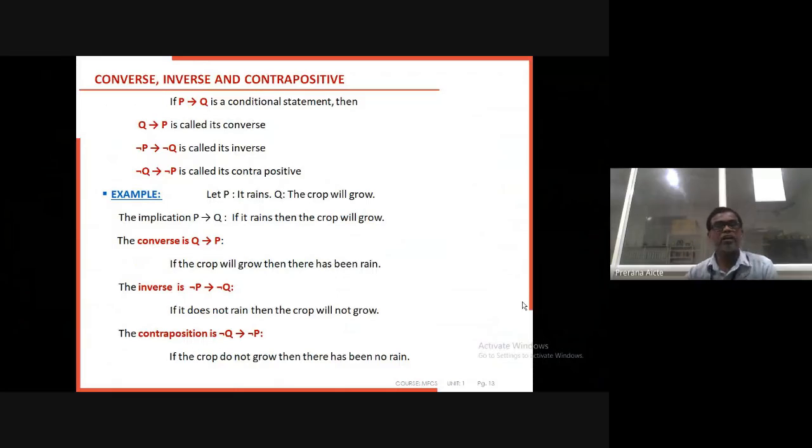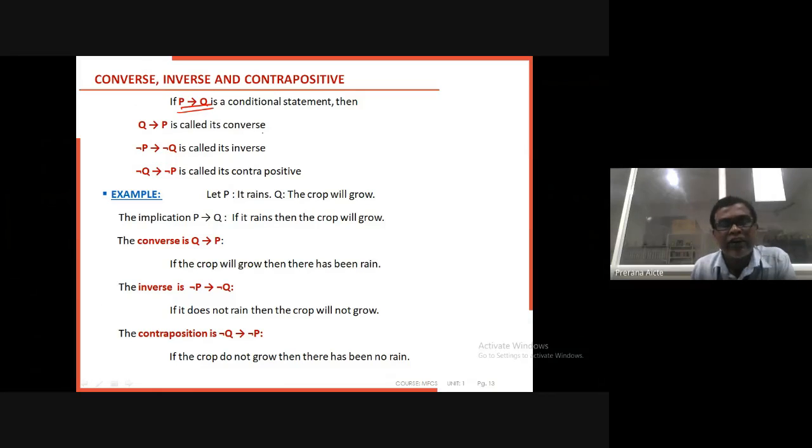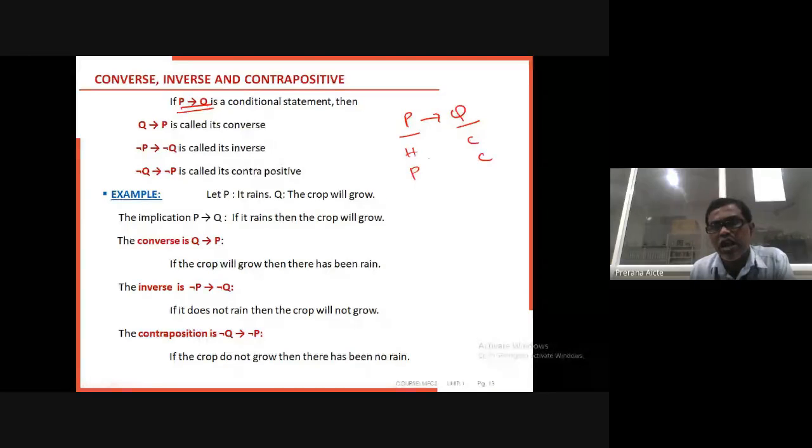So this is regarding converse, inverse, and contrapositive. These are important terminologies with respect to the conditional statement. So we have the conditional statement P implies Q. Related to this conditional statement, I can write three different conversions. As we already said, in P implies Q, P is called the hypothesis or premise, and Q is called the consequent or conclusion. If you change the roles of hypothesis and consequent, then it comes under this.